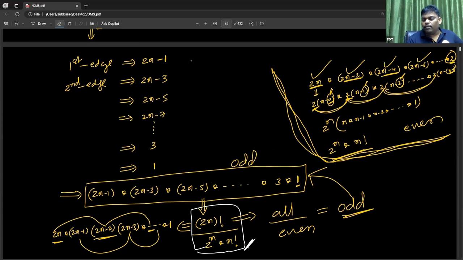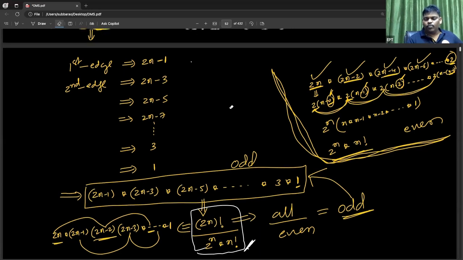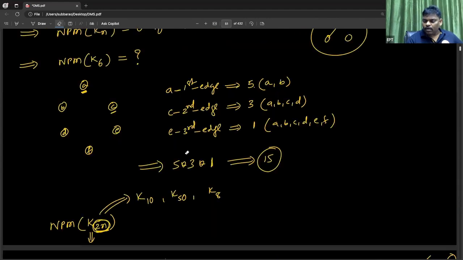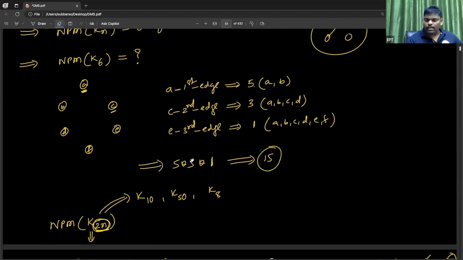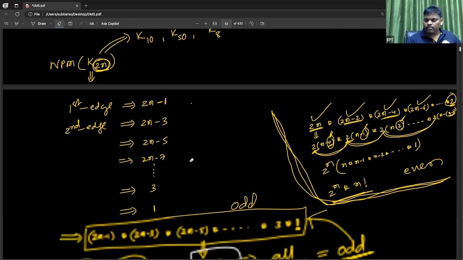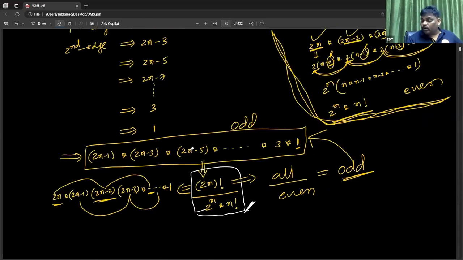Remember, the number of perfect matchings possible in Kn. Someone is saying, sir, in total how many ways can we draw? 15, no? 5 into 3, 15, right? This is the formula. Whatever way I multiplied here, odd number solve, same thing I multiplied. But how to get this formula? If I solve, what will I get?